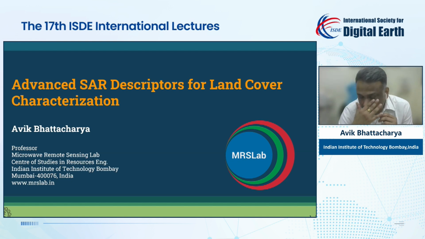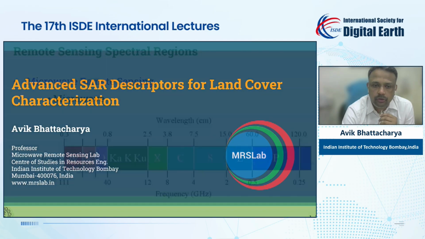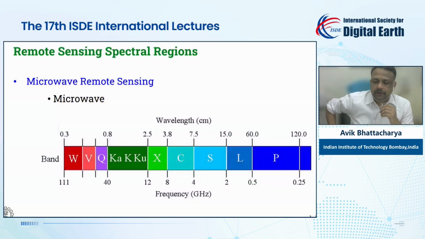Before moving on to them, I'll give a very brief background of microwave remote sensing, what synthetic aperture radar data is actually measuring. And from there, moving on to all the descriptors that have been developed and what exactly they are used for. I'm working in the field of microwave remote sensing, synthetic aperture radar. As you all know, it works at centimeter-scale wavelengths, from 0.3 to around 100 centimeters. This is what is used for microwave remote sensing data.